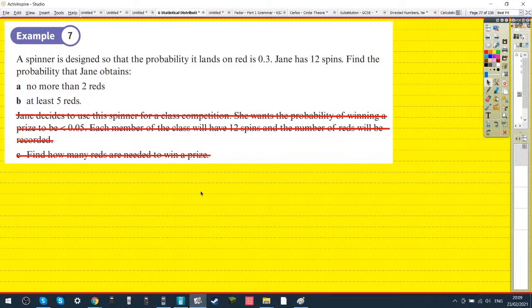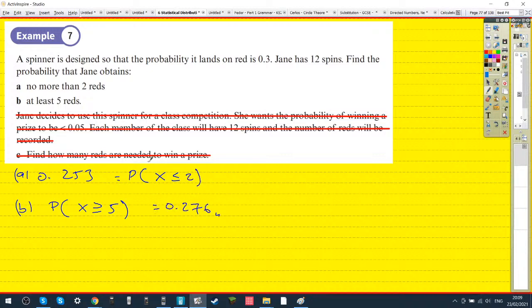Okay. So for the lower it would be 0, the upper would be 2. The number of trials would be 12 and the P would be 0.3. Yep, which gives you 0.253. And how about B? When it says at least 5 reds, that could be 5 as well. So the lower would be 5 and the upper would be 12. Well done. Which gives you 0.276.